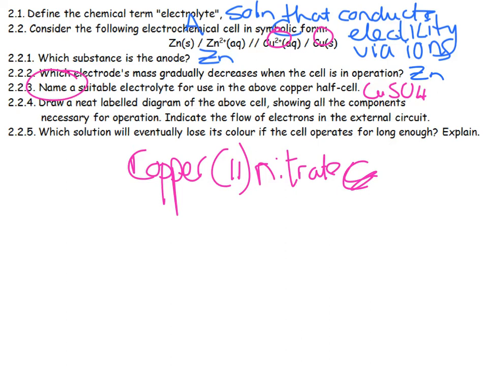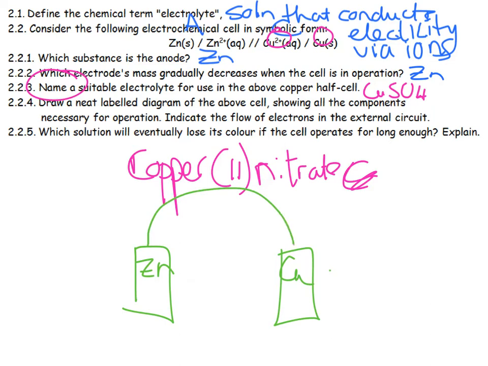Draw a neat labelled diagram of the above cell showing all the components necessary for operation. That was exactly what the previous page had on it. Indicate the flow of electrons. Okay, the flow of electrons is one extra thing. So if my zinc electrode was over here and my copper electrode was over here, the zinc is giving off electrons, the copper is accepting electrons, so the electrons flow from the zinc towards the copper.